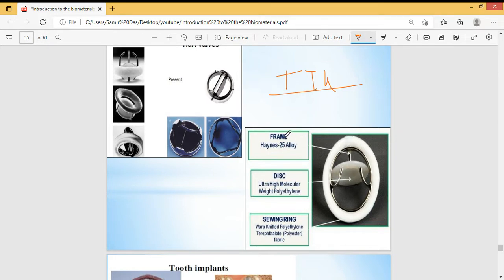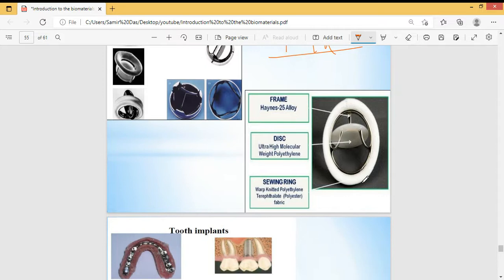So frames are basically made up of metallic materials, where the strength of the materials is very high. Another thing is the disc. The disc is basically made up of a soft material, which is ultra high molecular weight polyethylene, and the swinging ring is made up of knitted polyethylene terephthalate fabric as well. So we can read it as PET. PET polymer has been used here.